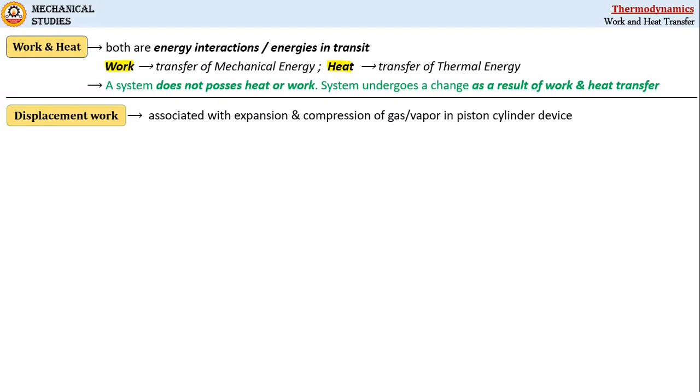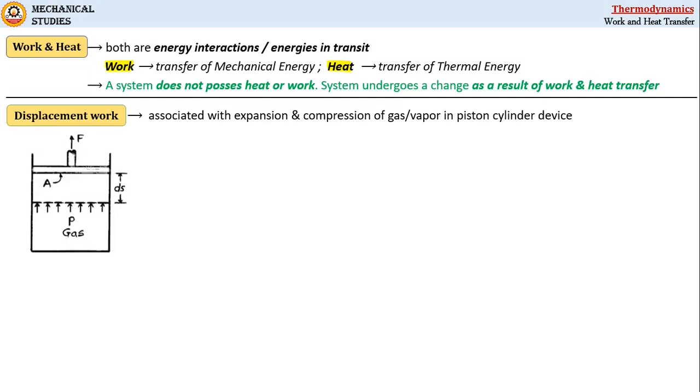Let's consider here a fixed mass of gas enclosed in a cylinder and piston having cross-sectional area A. Now here the gas exerts pressure P on the piston so that it will cause it to move upward with force F. Now if ds is the small displacement of the piston in upward direction, then the differential work during this process will be given by del W equal to force F into displacement ds.